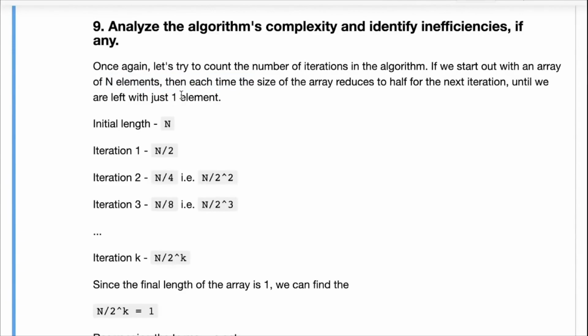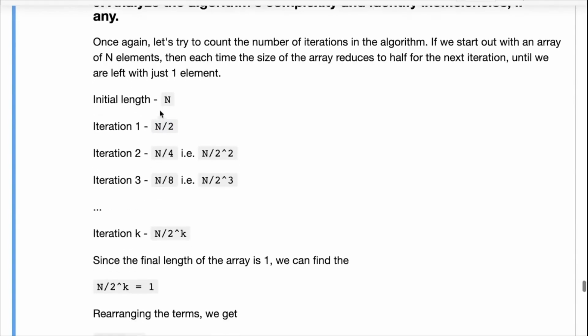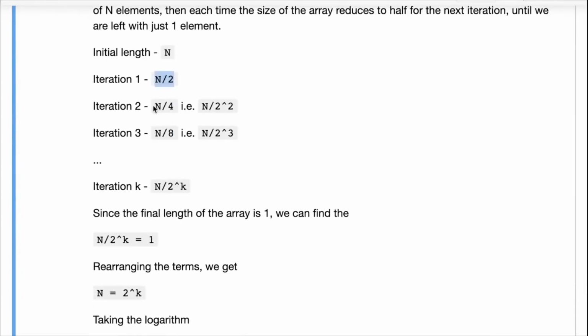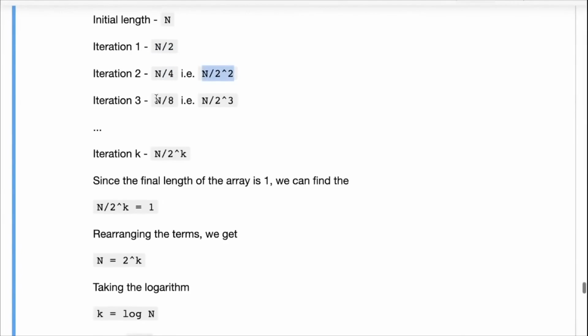So the important part is that it's okay to overestimate a little bit, but try not to underestimate. After the first iteration, we may be left with a search space of size n by 2. It may be slightly less than that, but it's okay to overestimate. Then we split it into half again. So next time we may be left with a search space of n by 4, which is n divided by 2 squared. And then we may be left with n by 8.